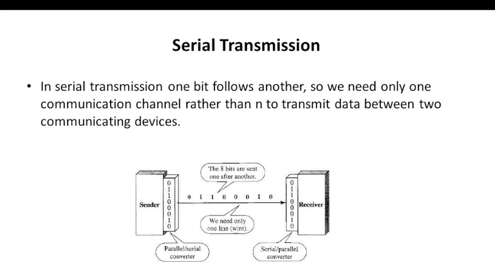The advantage of serial over parallel transmission is that with only one communication channel, serial transmission reduces the cost of transmission over parallel by roughly a factor of n. Since communication within the devices is parallel, conversion devices are required to interface between the sender and the line, parallel to serial, and between the line and the receiver, serial to parallel.